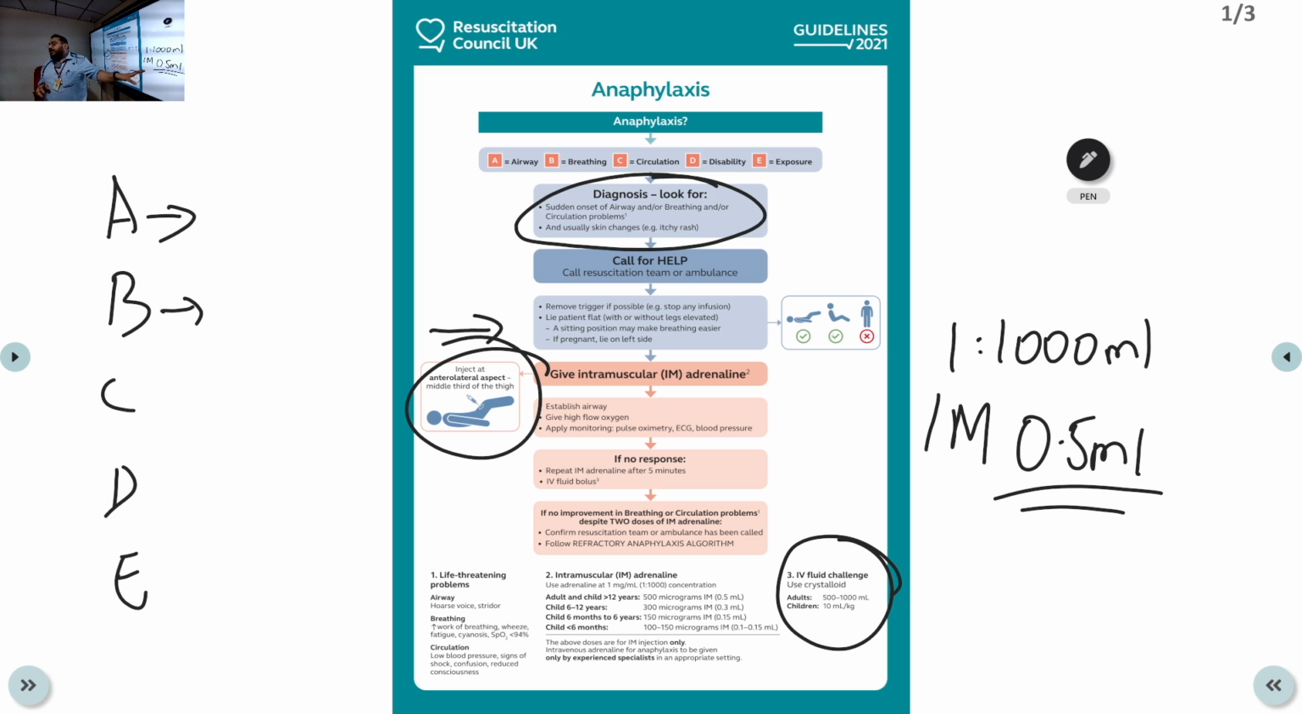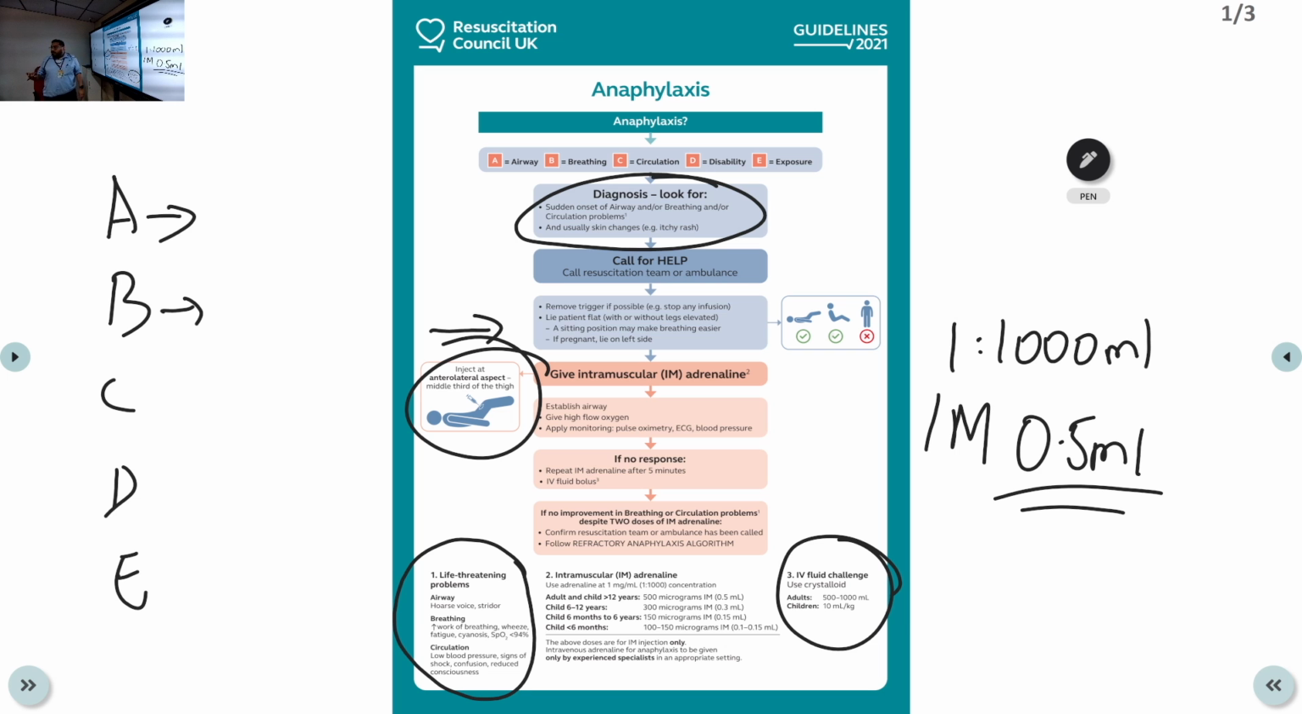So there is a refractory algorithm that I will show you after this. So this is what initially you have to see. And see, what are the life-threatening issues when you suspect an anaphylaxis? That is given here. You can have hoarseness of voice or stridor. Whenever you have hoarseness of voice or stridor, that is a life-threatening issue.